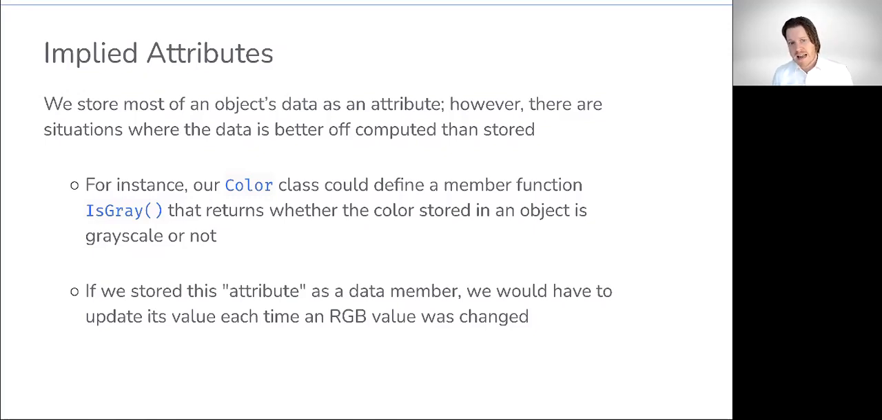If we had stored, say, is grayscale maybe as a data member, we would have to update its value every single time the RGB values were changed. So in our mutators of RGB, we'd have to check to see whether or not, hey, did this assignment cause the grayscale flag to change or not? And anywhere else where those values were updated, we'd have to make an additional check. However, if we don't store this as an attribute, but instead compute the value on the fly, we don't have to have this check in multiple places. Instead, it will be computed as needed.